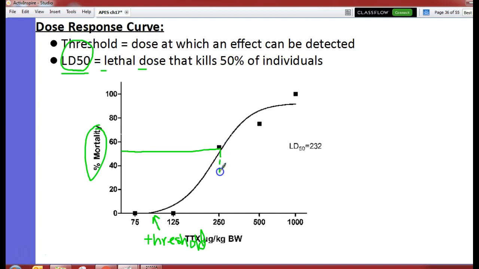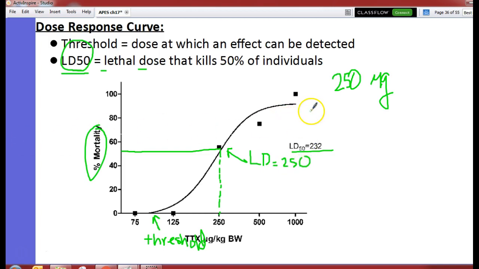So you can just draw a line straight down. So I'd recommend drawing this on your graph, okay? And you'll notice that we have, at 50%, it's 250, and this is micrograms, which looks like milligrams. So this is the LD50. So make sure you label the LD50 on your graph. And I know it says 232. We're just going to say it's 250 because that's easier.